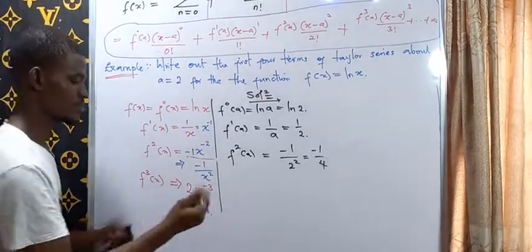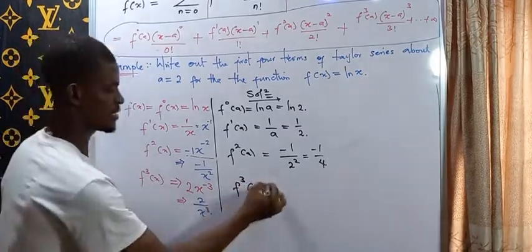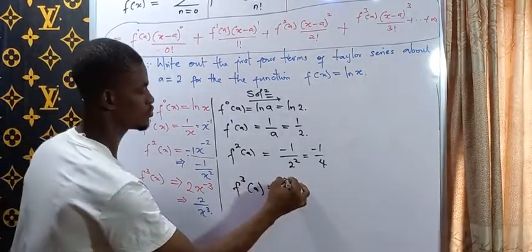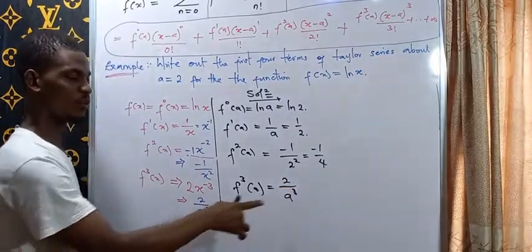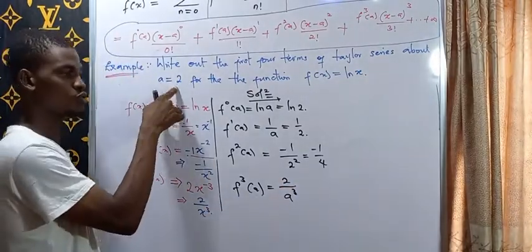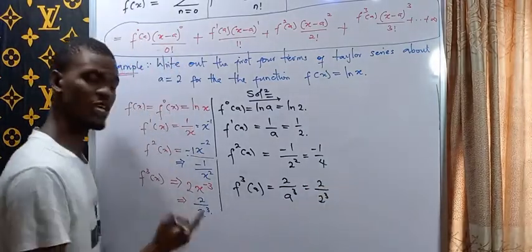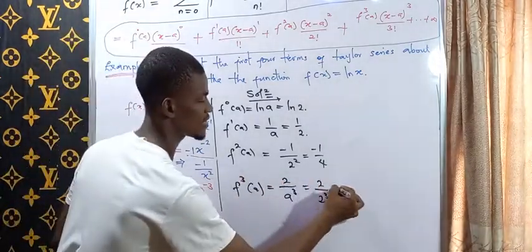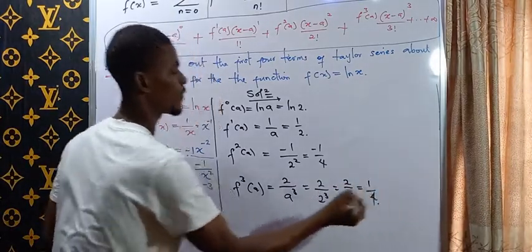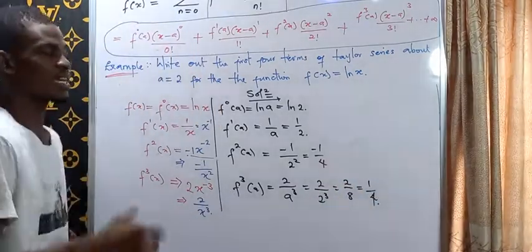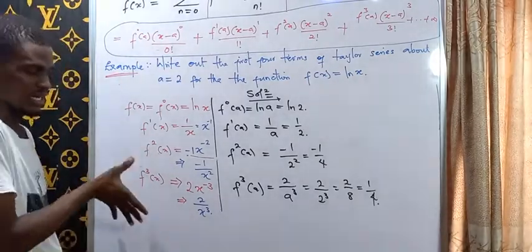Okay, now I can say f3 of a is equal to 2 over a raised to power 3. But what is a? We are given a to be 2. That's the same thing as 2 over 2 raised to power 3. 2 raised to power 3 is what? 8, which is the same thing as 2 over 8, or 1 over 4. Okay, so the question says write out the first 4 terms. I can say first term, second term, third one, fourth one, then I'll stop here.